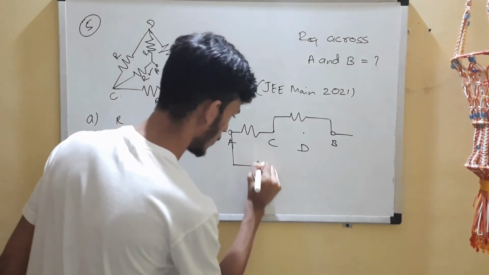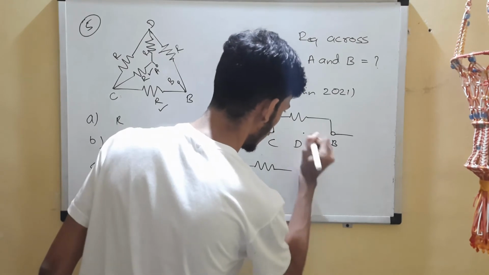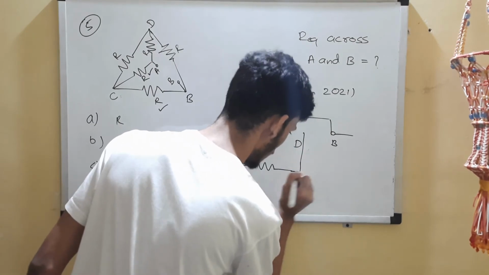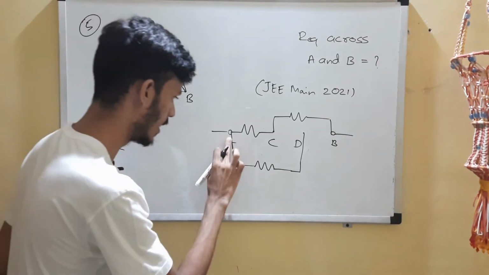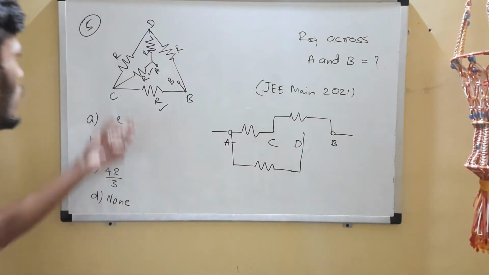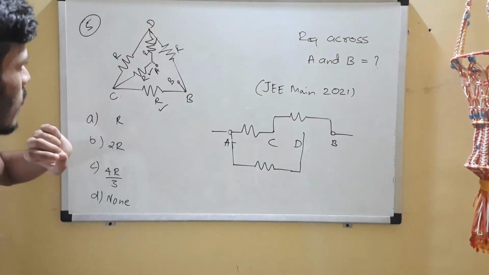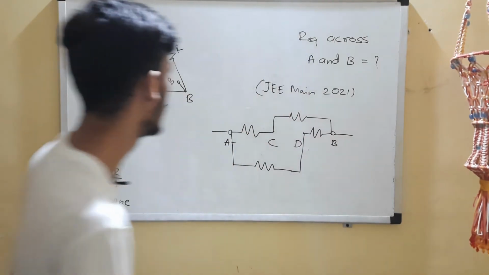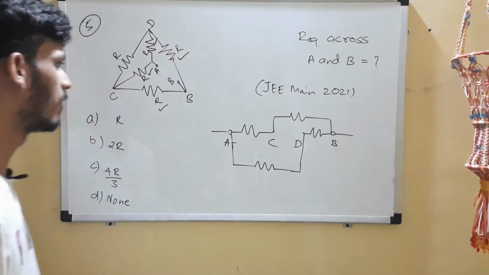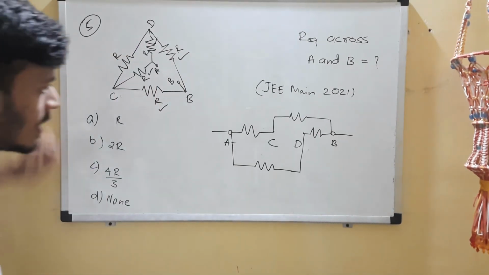Again it is turning out to be complicated. It seems complicated, but it's a simple thing, we'll come to know. So this resistor is between A and D. Now this one is between D and B. Finally, we have this one, between C and D.